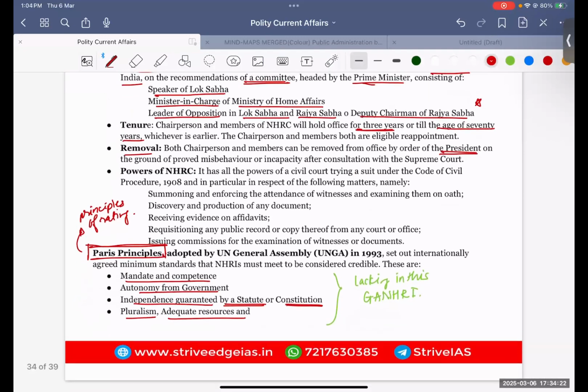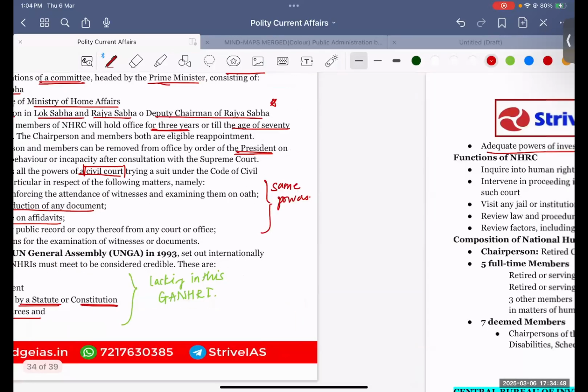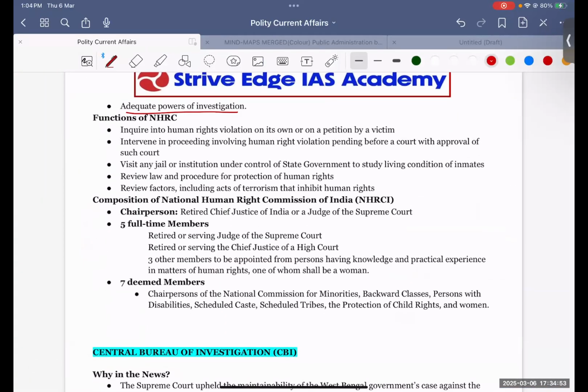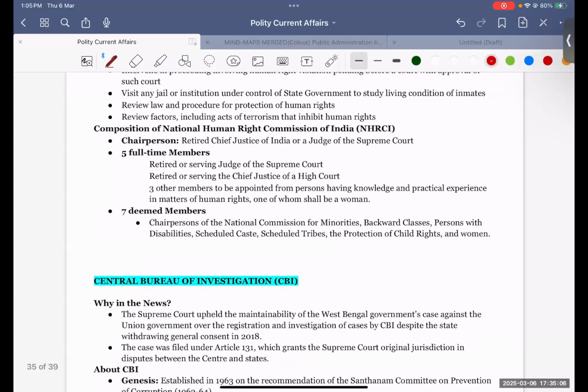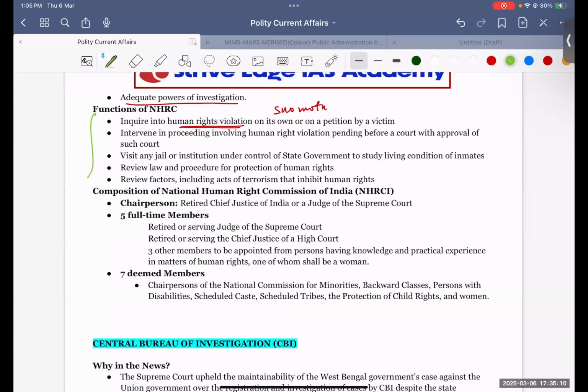Okay, what are the powers? The NHRC has the power of a civil court. Okay, like they have the power of summoning and enforcing attendance. Then they have discovery and production of any document, receiving evidence on affidavits, requisitioning any public record, issuing commissions. Okay, so whatever powers a civil court has, they have the same powers. Okay, what are the functions? Now basically in human rights violation they can either take suo moto action or act on the petition of a victim. Okay, you can read this for your understanding.